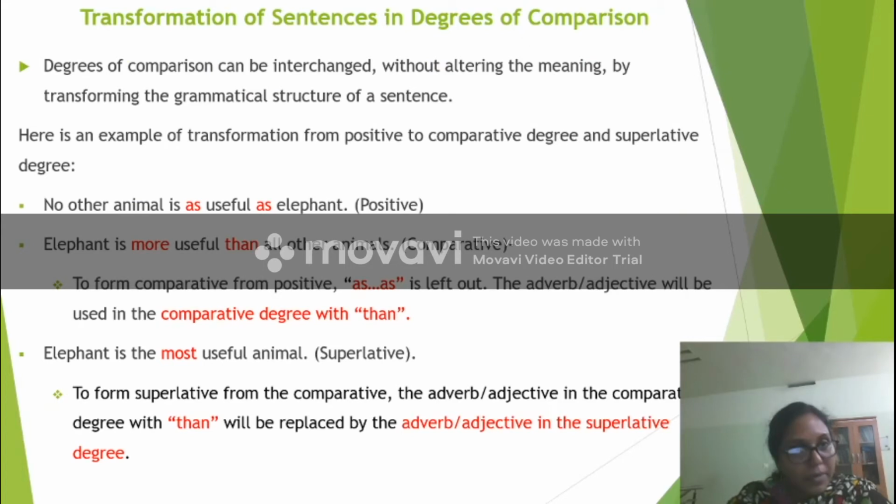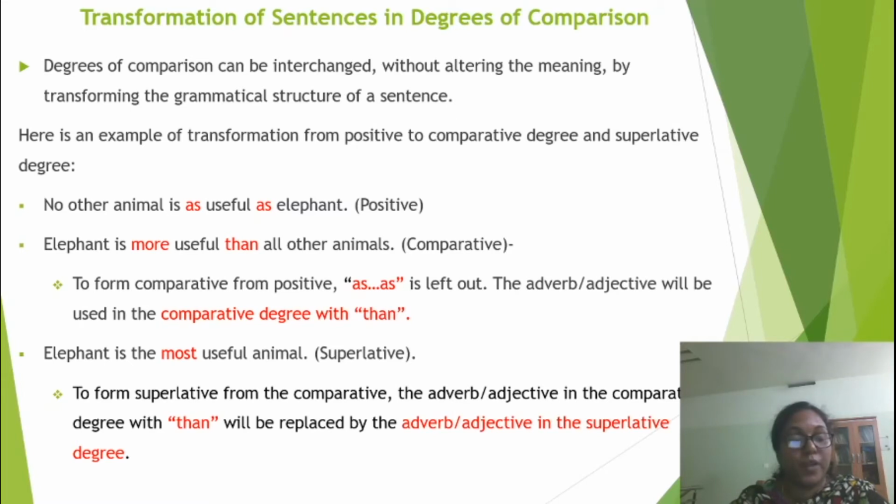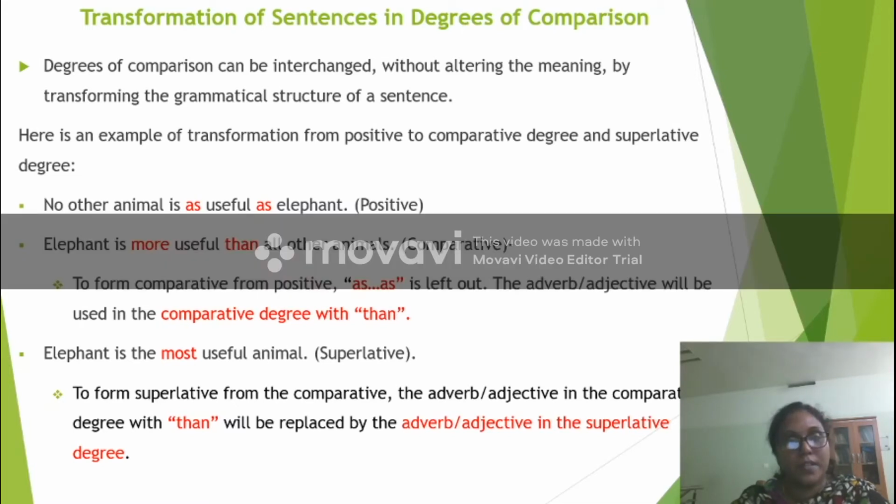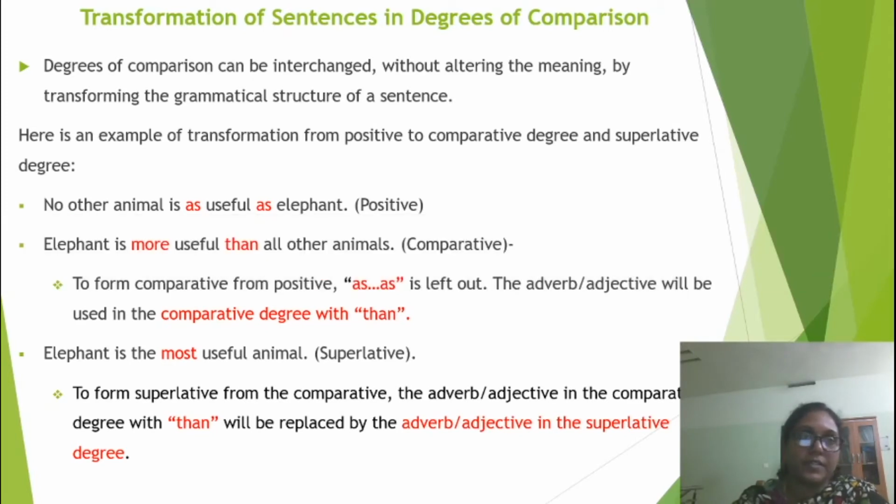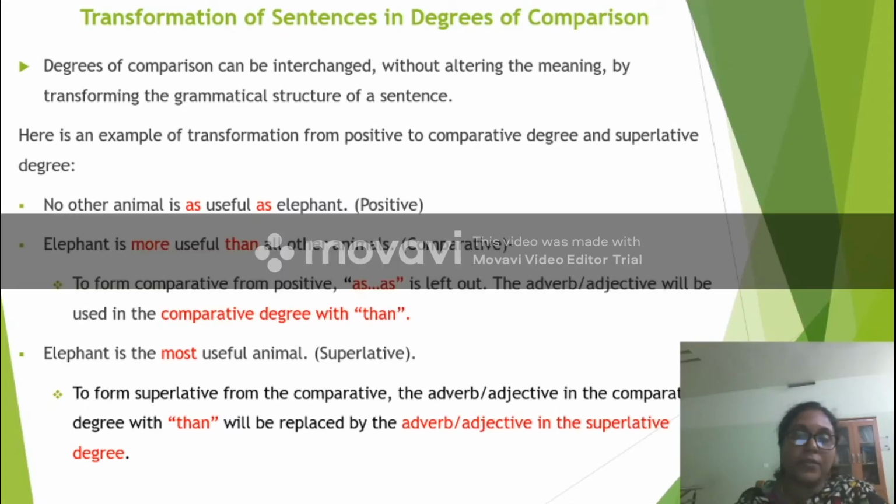Now, from the examination point of view, this part, that is transformation of sentences, is very important. You may be given a positive sentence and you may be asked to transform this positive sentence into comparative and superlative. So it's quite easy if you master the basic principles. You have to understand the fact that these degrees of comparison can be interchanged. That is, it can be changed from positive to comparative, comparative to superlative, superlative to positive.